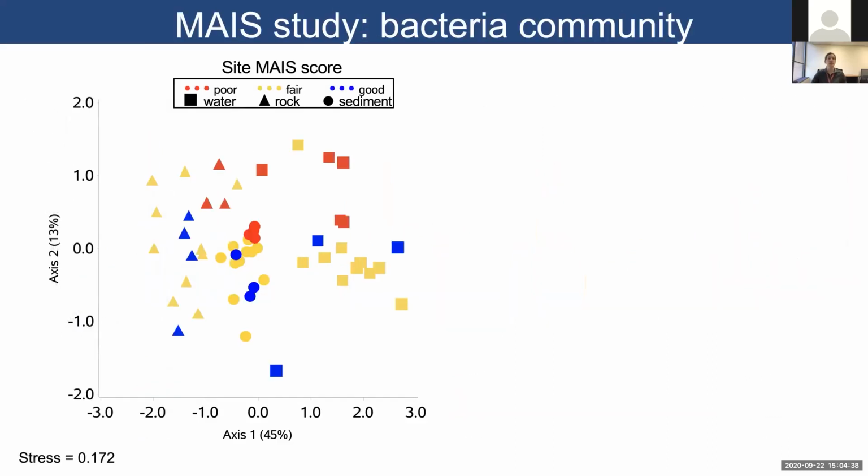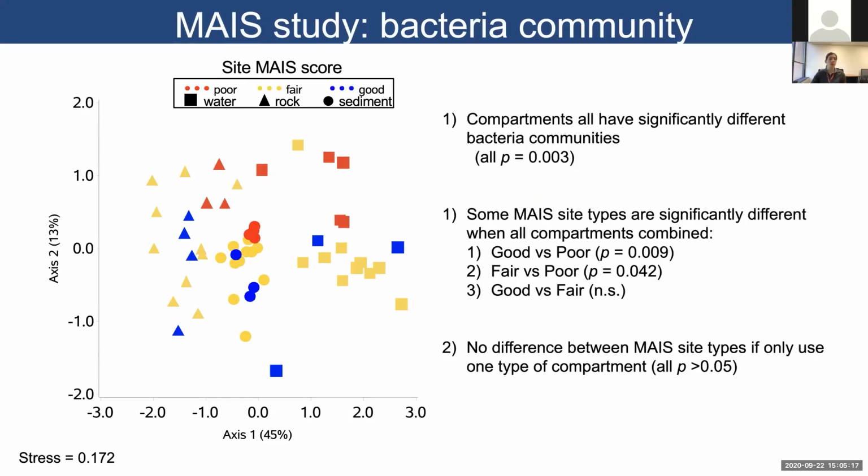So next we wanted to see if this trend could be more apparent for the different habitat compartments and for the full bacteria community. So this graph shows bacteria samples collected at the MAIS sites from water sources, rock sources, or sediment sources. And each point represents a community of bacteria from that type of sample. And the closer together the points are, the more those communities share in common, including their identity and the abundance of each organism. And the further apart they are, the less they share in common.